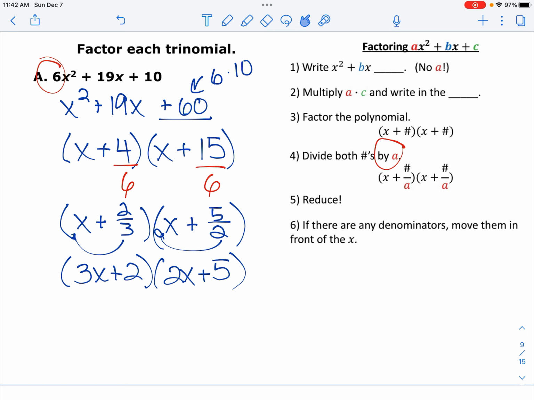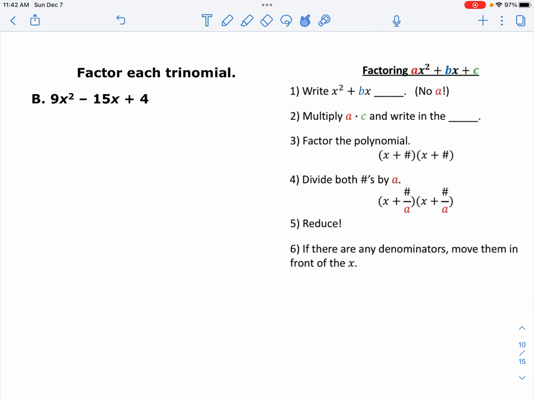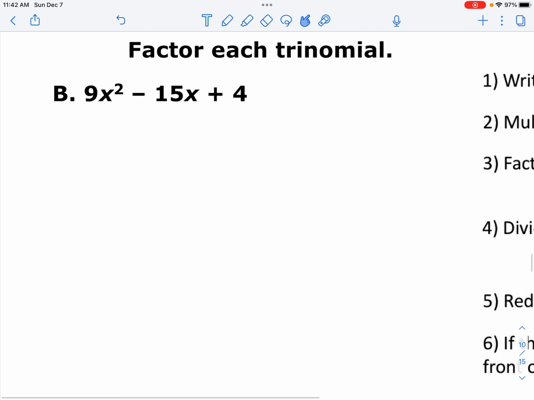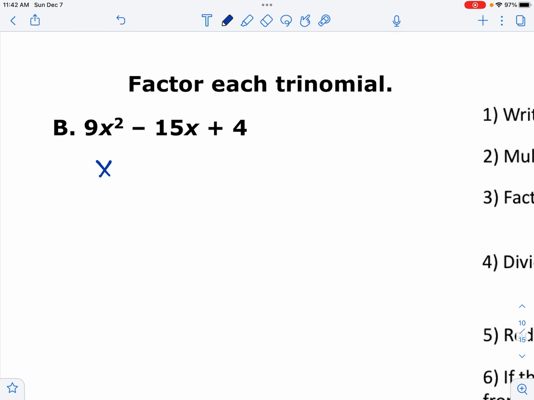Okay, so let's try this another time here. So I'm going to start by writing, I suppose I should get in my pen mode. There we go. x squared minus 15x. Put a blank. Inside the blank, 9 times 4, which is 36. Okay, factor.